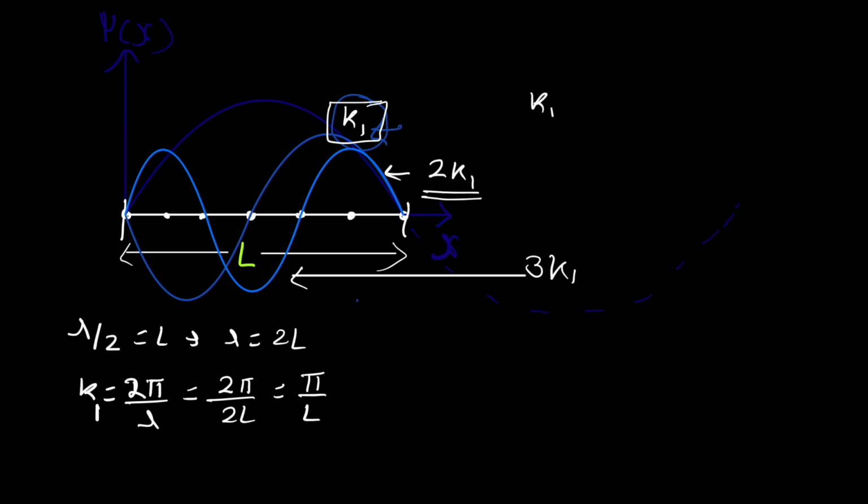Waves having frequency k1, 2k1, 3k1, and so on, some n into k1, will all be possible electron wave vectors.